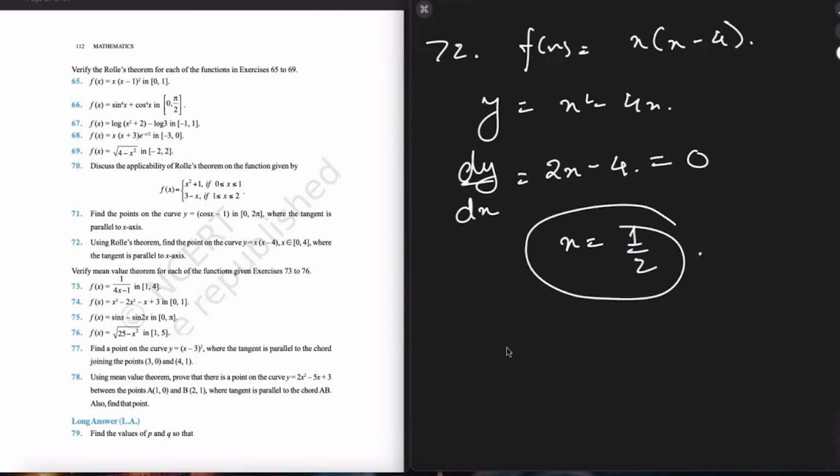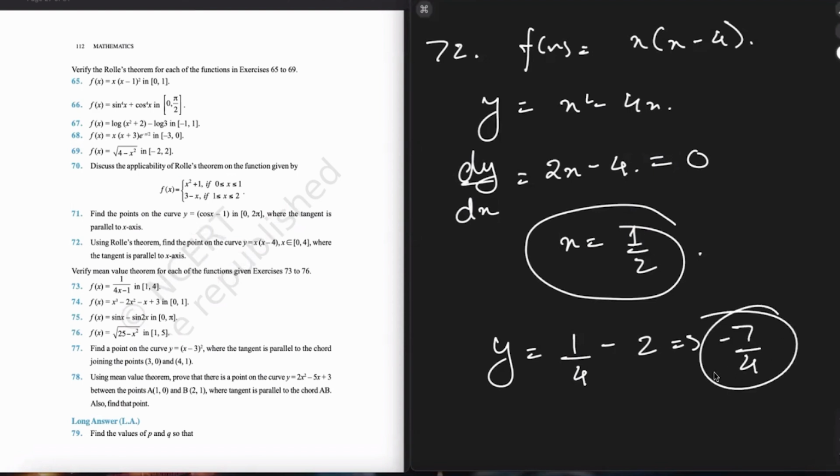Now if x is equal to 1 by 2, what will be the value for y? 1 by 4 minus 2. So this will be equal to 4, 8 upon 4, minus 7 upon 4. Right.